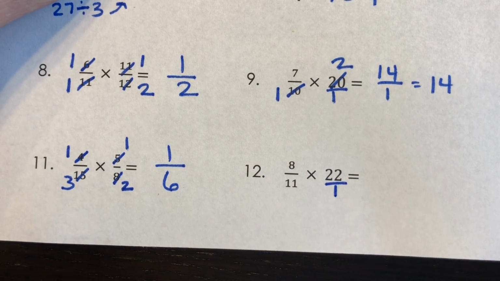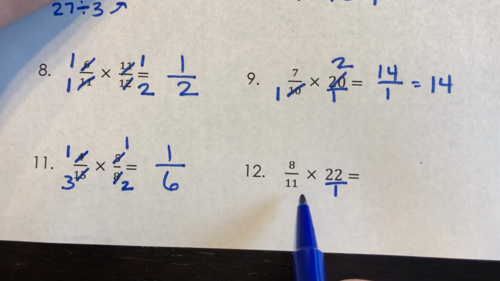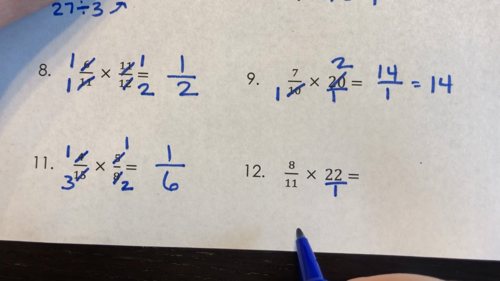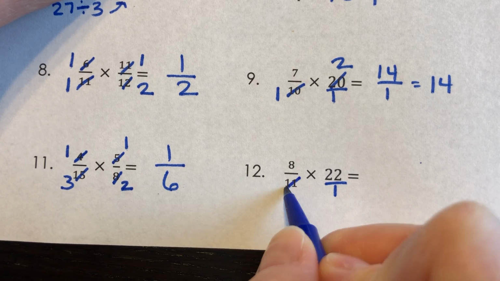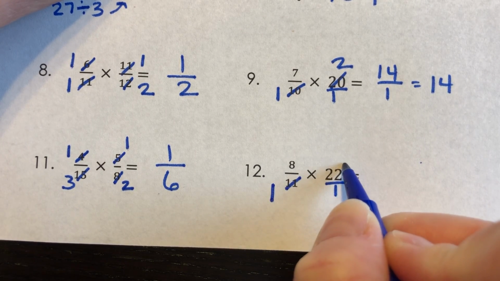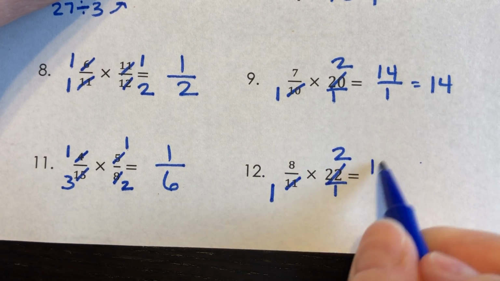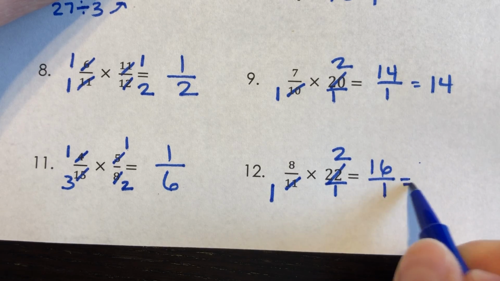And the last one for today, I see this whole number. I'm going to put a 1 underneath it. You could go ahead and multiply the 8 by 22 to get your numerator, and 11 times 1, and then simplify it. Or I noticed with 11 and 22, 11 is the largest number that divides evenly into both. So 11 divided by 11 is 1. And 22 divided by 11 is 2. So I'm left with 8 times 2 up top and 1 times 1 on the bottom. And 16 divided by 1 is equal to 16.